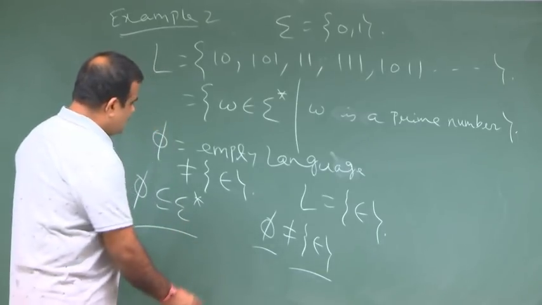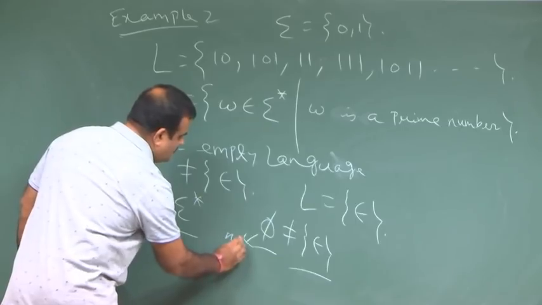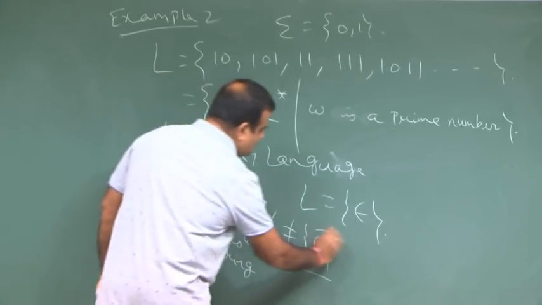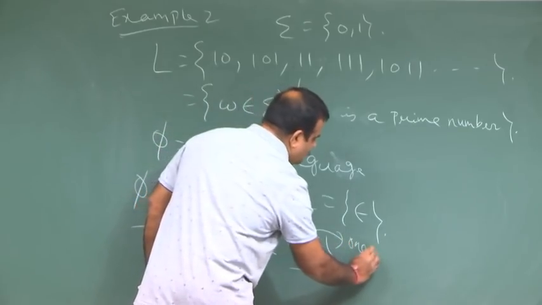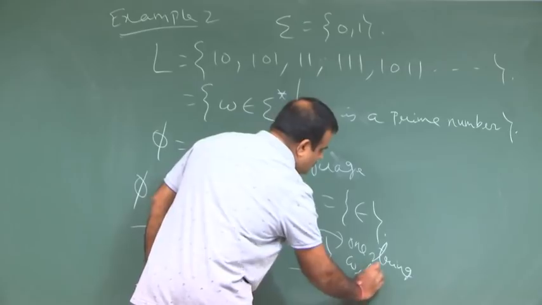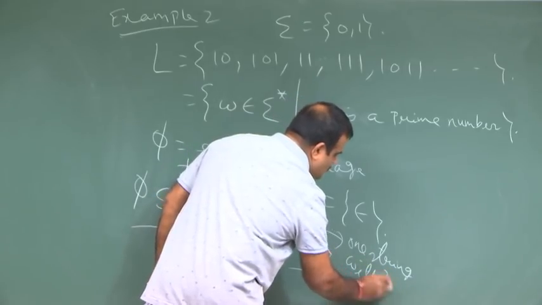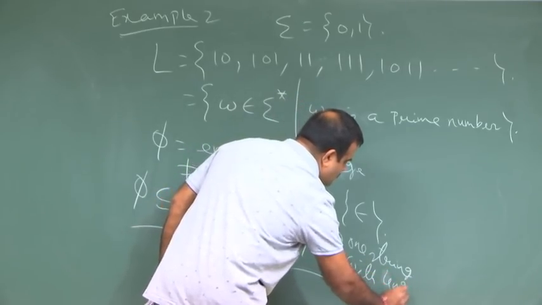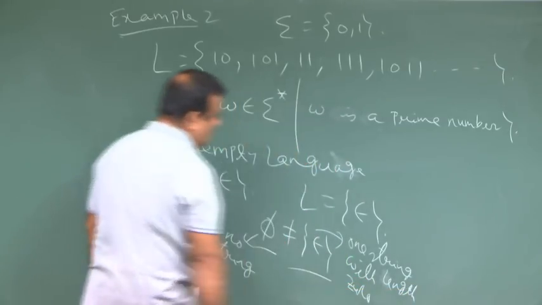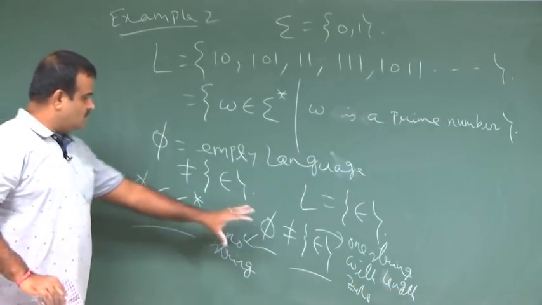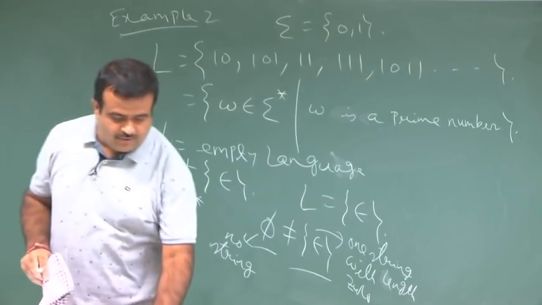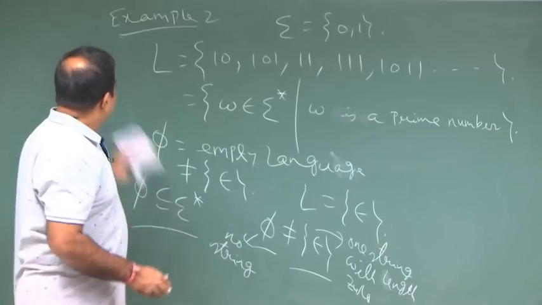So, this means no string, and this means one string with 0 input, with length 0. So, empty string, one string with length 0. So, these two are not the same. Okay. So, this we have to define.